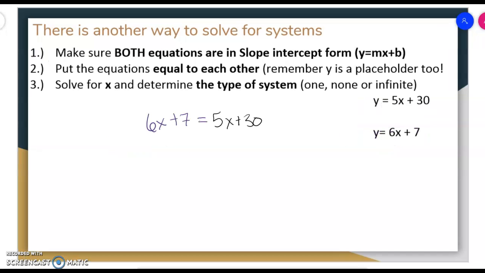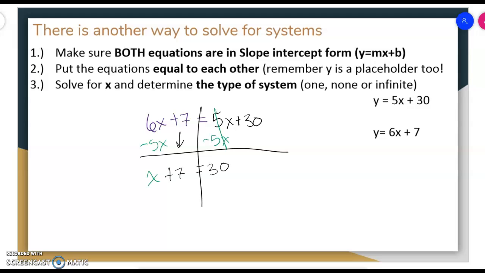So my third step says we're going to solve for x and determine the type of system. So 1, none, or infinite solutions. Now I'm going to solve for it by getting my x's onto one side. I know that this 6x is larger, so I'm actually going to subtract the 5x from this side because I want positive x's. So 6x minus 5x is x, or 1x, plus 7 equals 30.